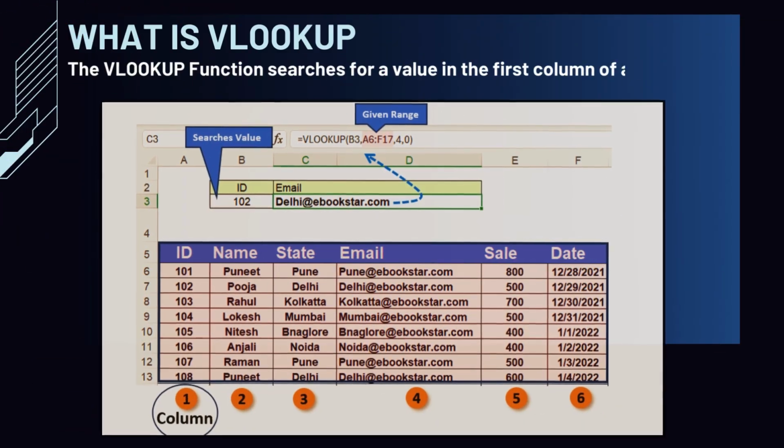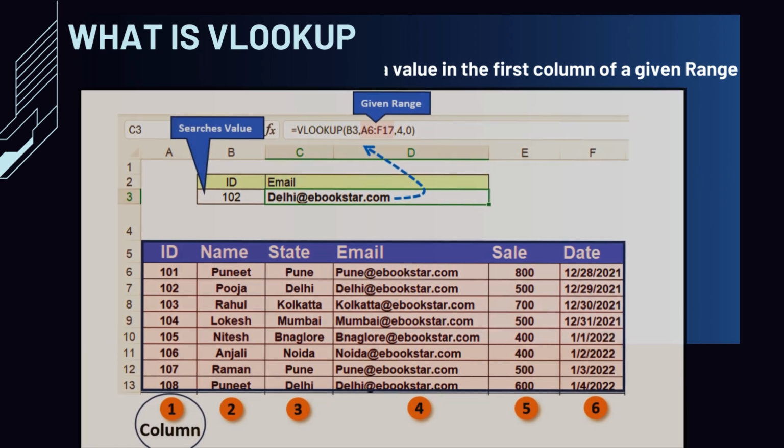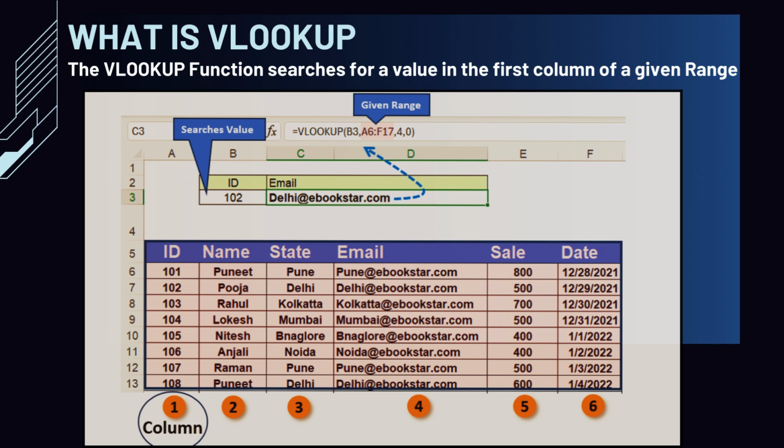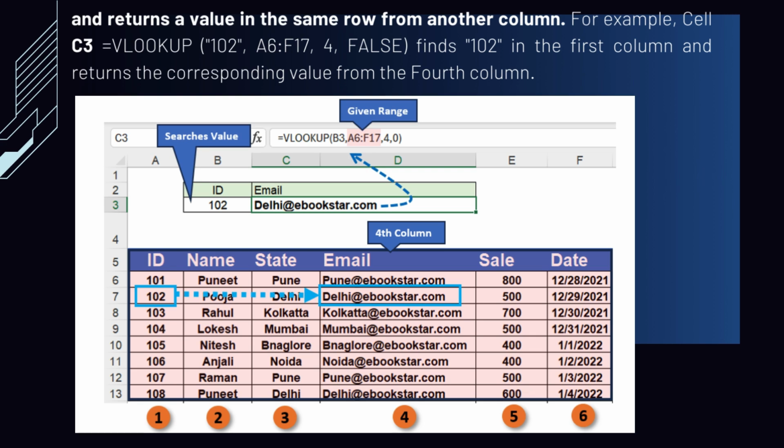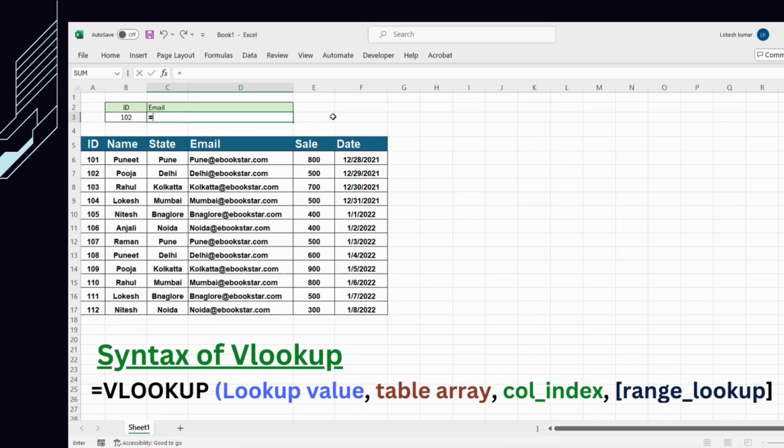What is VLOOKUP? The VLOOKUP function searches for a value in the first column of a given range and returns a value in the same row from another column. For example, cell C3 equals VLOOKUP(102, A6:F17, 4, FALSE), which finds 102 in the first column and returns the corresponding value from the fourth column. A VLOOKUP tutorial video shows how to use the VLOOKUP function in Excel to search for a value in the first column of a table and return a value in the same row from a specified column.